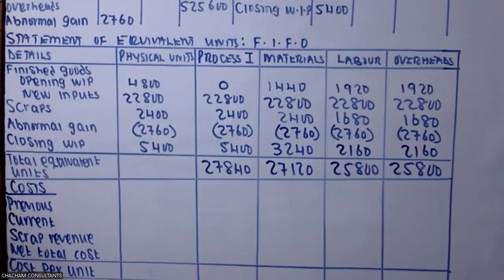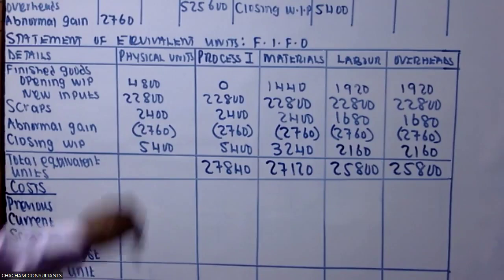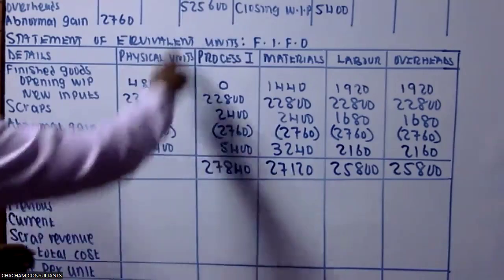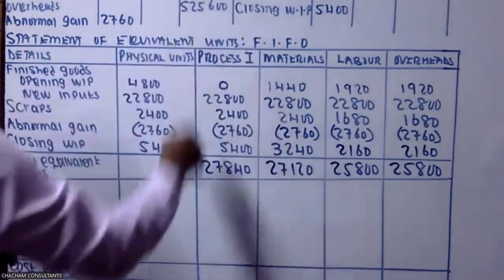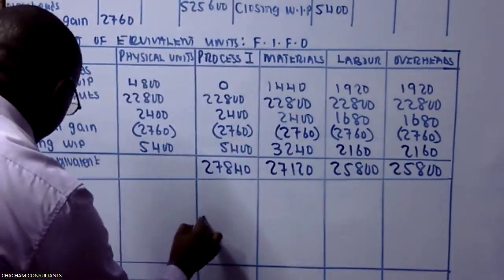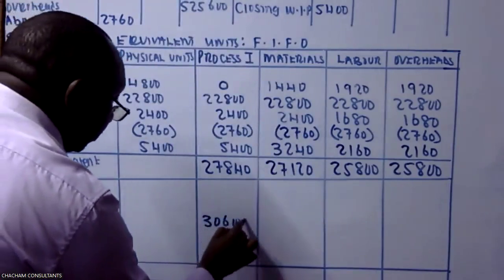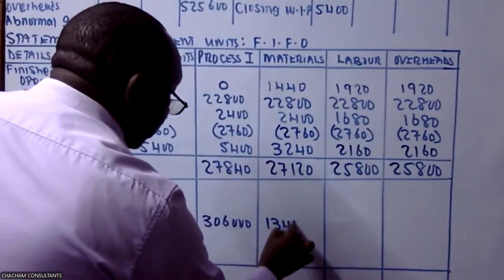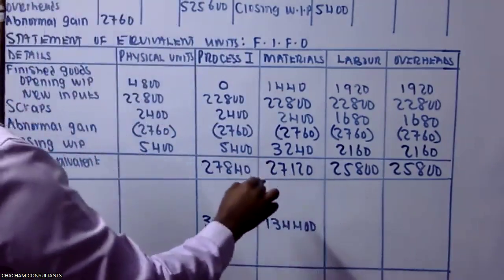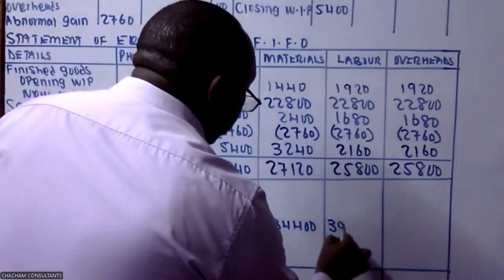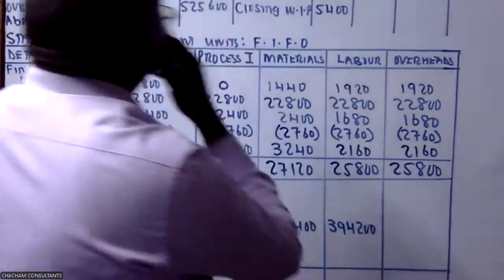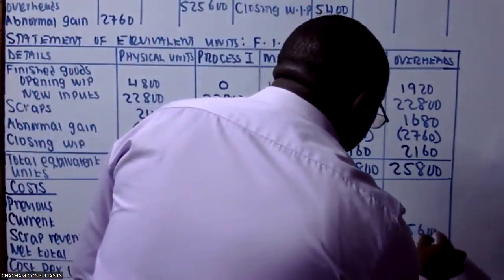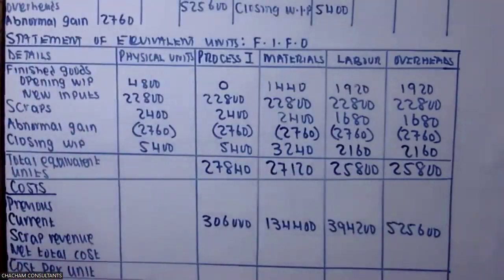So, in bringing the current unachukua hizi. Venye tu tulizileta. So, for the process 1, ni 306,000. So, hapa kwa current, weke 306,000. Kwa material, weke 134,400. Kwa labor, weke that 394,200. Na kwa overheads, 525,600.